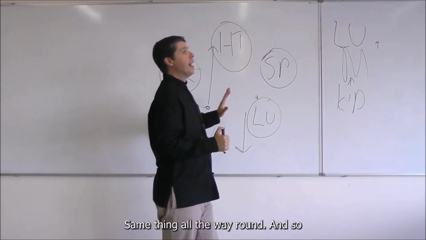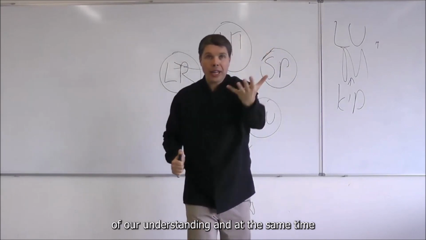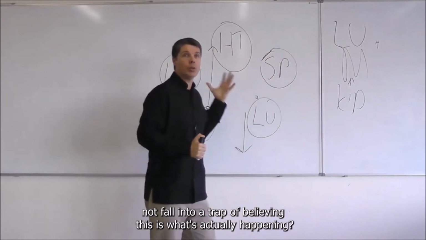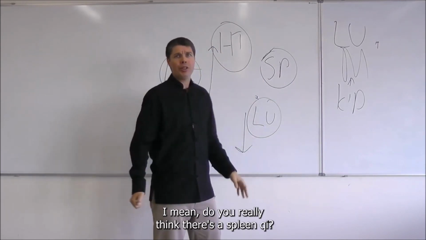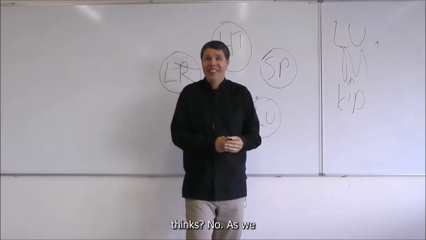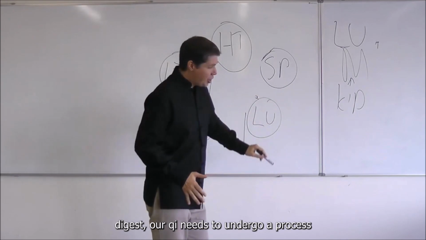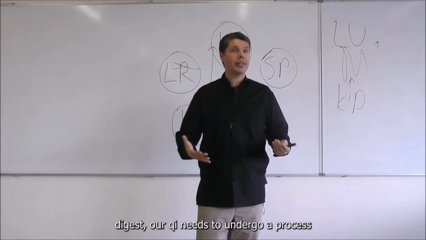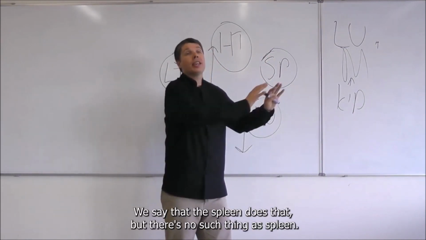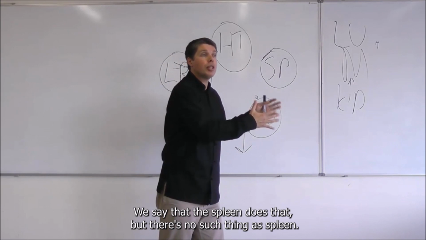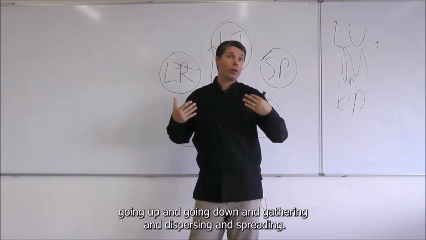And so how can we hold this as the tenet of our understanding and at the same time not fall into a trap of believing this is what's actually happening? I mean, do you really think there's a spleen qi? No. As we digest, our qi needs to undergo a process, and we use the word spleen to describe that. We say that the spleen does that, but there's no such thing as spleen qi. There's just our qi going up and going down and gathering and dispersing and spreading.